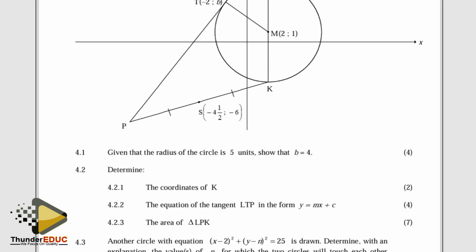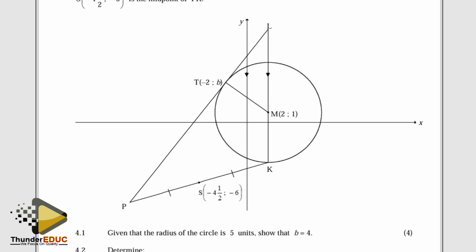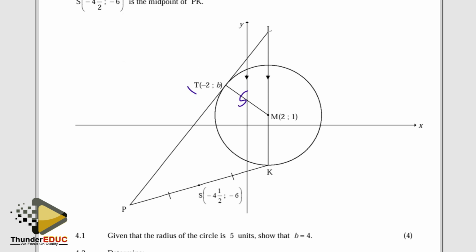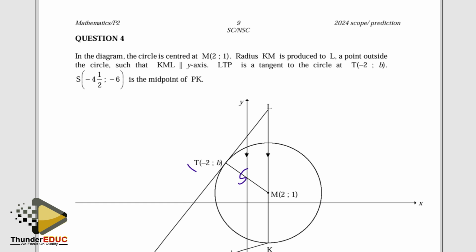First question, given that the radius is 5, show that B is a 4. Where is B? B is at T. So you're going to use just the distance formula. I suppose, how many marks is it? It's 4 marks, yeah. It makes sense for us to use the distance formula at that point.